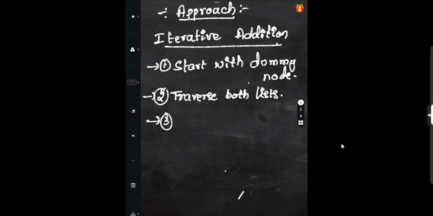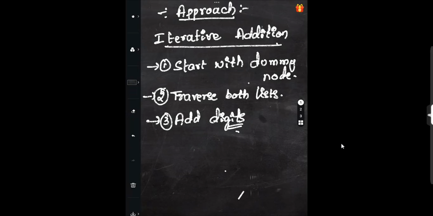Let's move on with the third step. After traversing both lists, we have to add the digits. At each step, we will be adding the corresponding digits of L1 and L2 along with the carry from the previous step. So we have to add the elements within the lists, right? That's what we have to do. Finally, we have to return them in the reverse order.